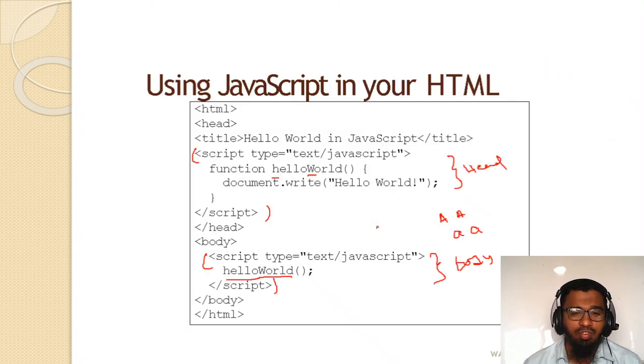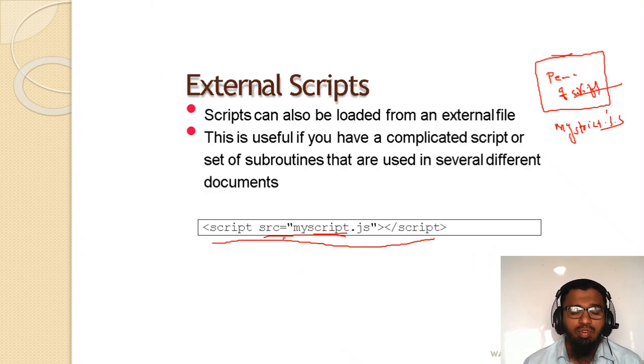So what is the difference between here and there? Here we write the script type and function, but there we need not write anything, just the script tag. And from where? The source, myscript.js. For JavaScript the extension is .js.